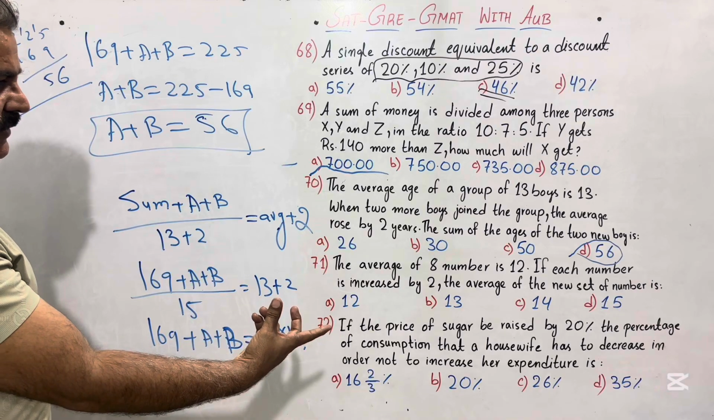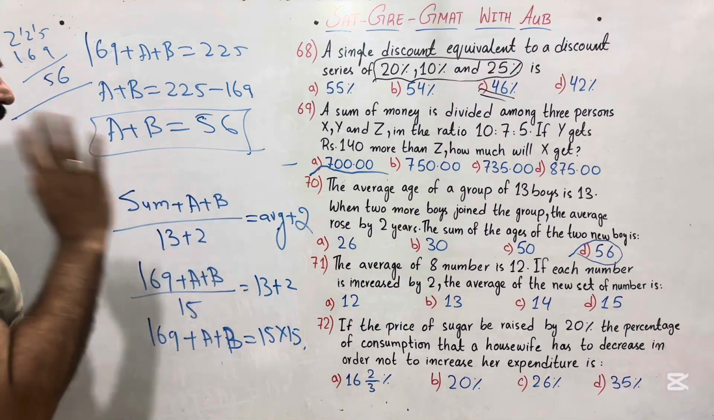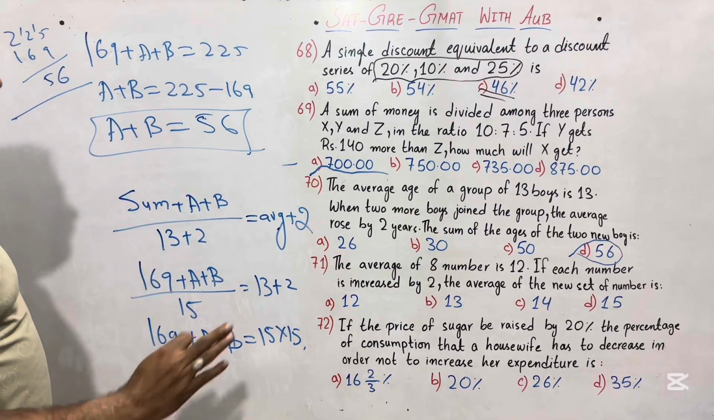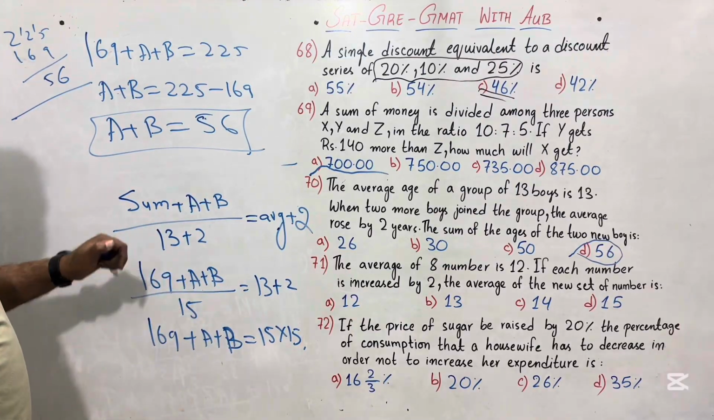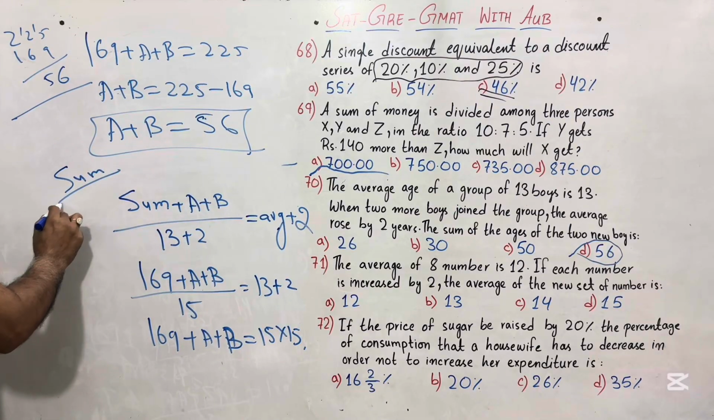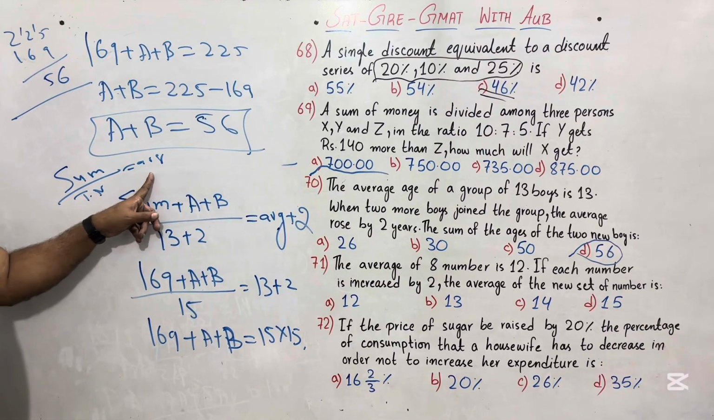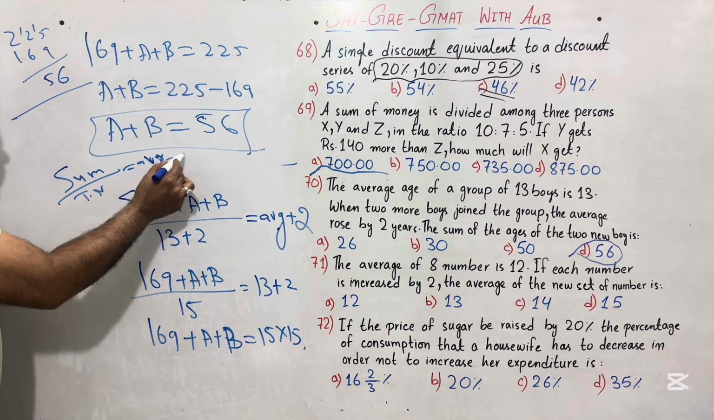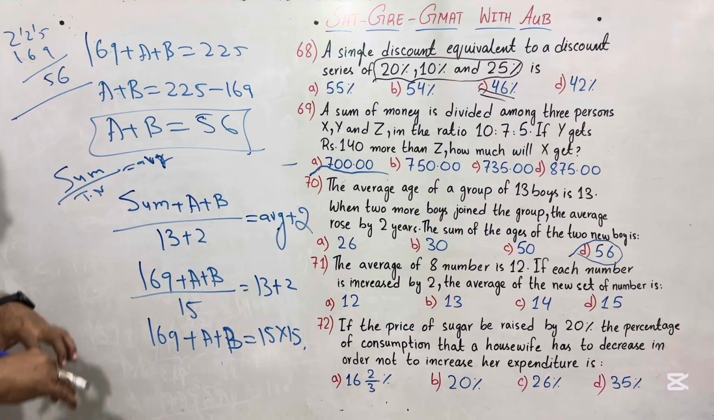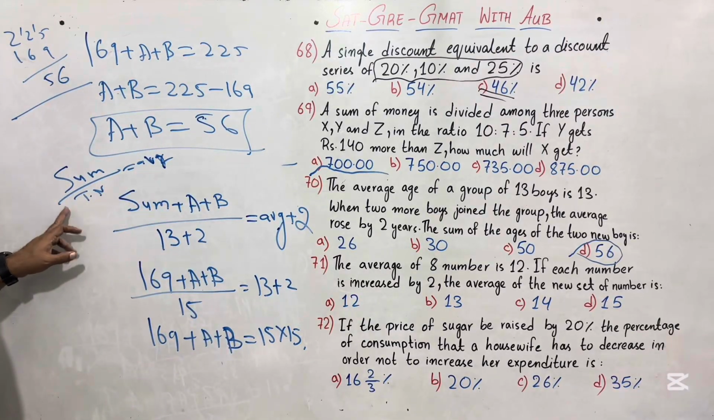The first condition of this question is 13 boys, and their average age is 30. We have utilized the formula for average: sum divided by total number is equal to average. Total number is 13, average is 30, so 13 times 30 gives the lump sum of ages of all 13 boys.